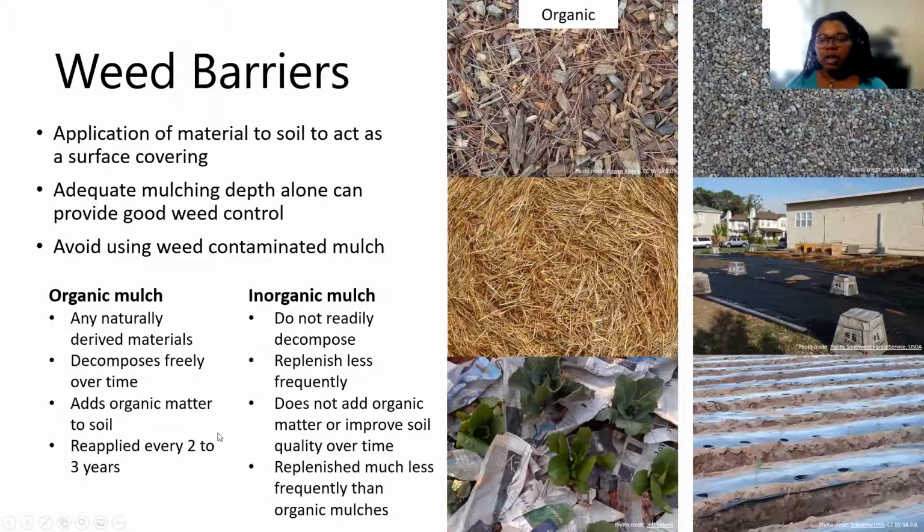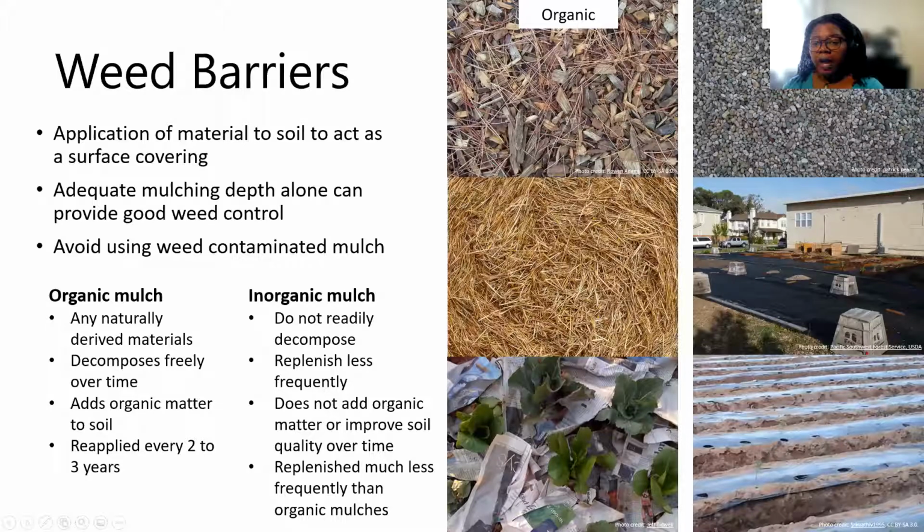Organic mulches, as I said before, are any naturally derived material. They tend to decompose freely over time. As they decompose, they add organic matter to the soil. But because they decompose, they have to be reapplied every 2 to 3 years. Coarser materials generally provide better weed control because they dry faster after any irrigation event, and they exclude more light.